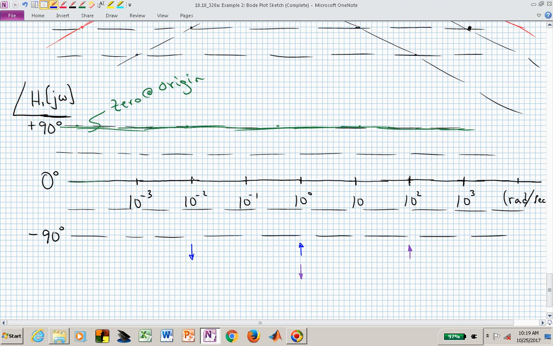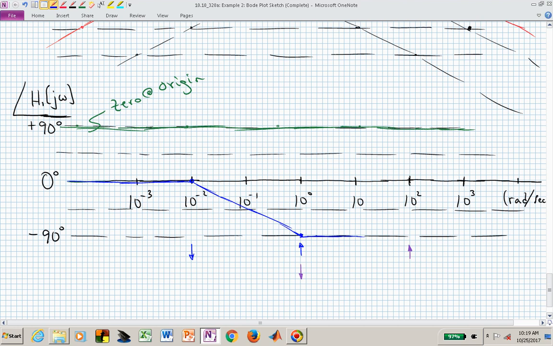So now we're going to have a transition over a 2-decade interval. It's going to go down. The slope is going to change in a negative direction, and then it's going to flatten out. That's what my up arrow means. So this is now the phase due to the pole at 0.1. It starts at 0.01 and ends at 1.